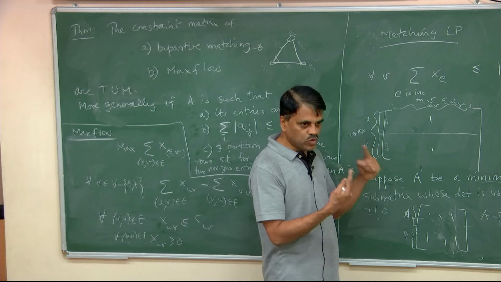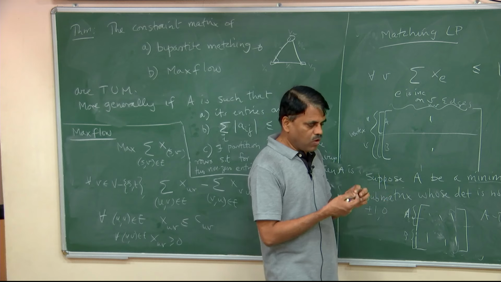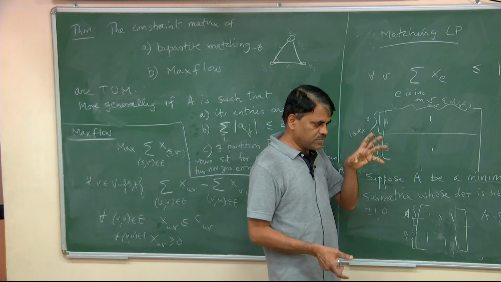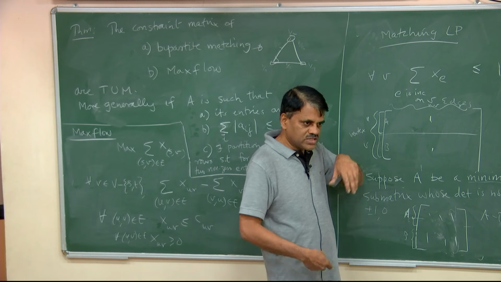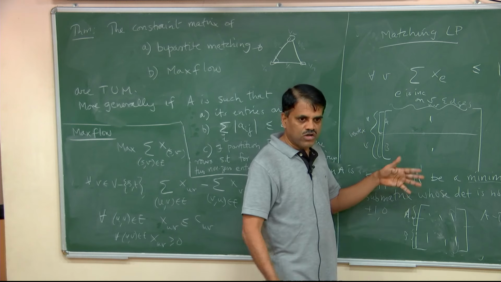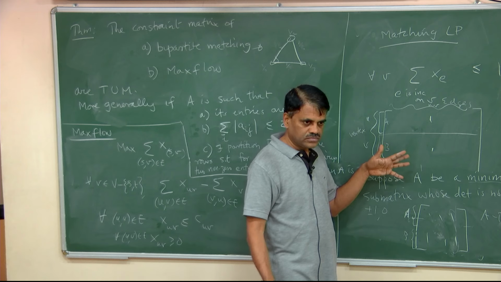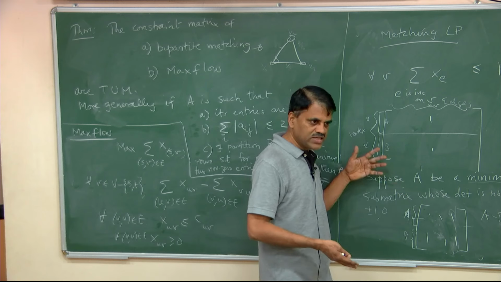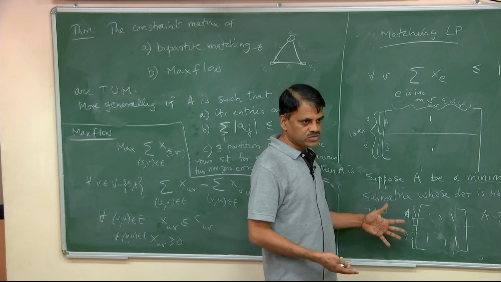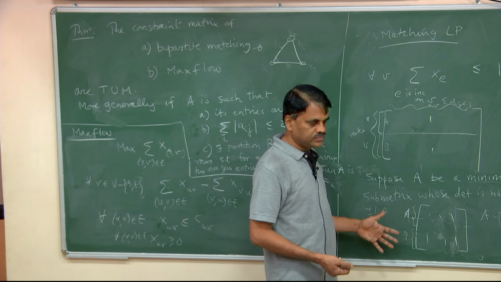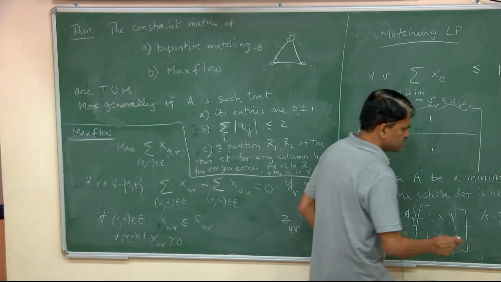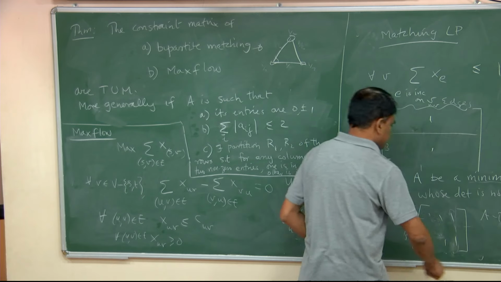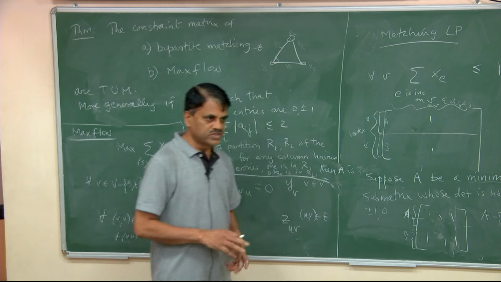Every column has exactly two ones, one in the top and one in the bottom. So I am subtracting this minus this. What do I get? I get all 0 weight, which shows that this determinant is actually 0. It's a linearly dependent set of rows. So this A minus B is a 0 weight, which means the determinant of this matrix is 0, which is a contradiction.